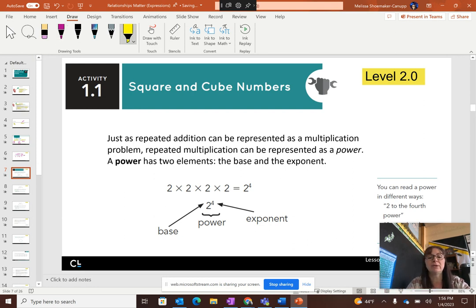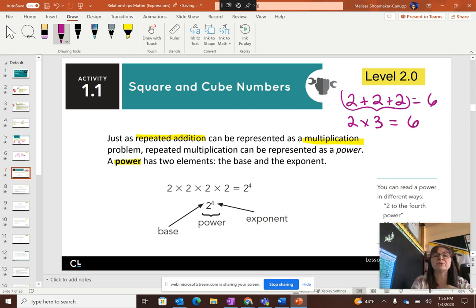Here's more vocabulary. So we have a power. Just as repeated addition can be represented as multiplication, that means if I have 2 plus 2 plus 2, that equals 6. I can also write it as 2 times 3 because there's 3 2's, and that equals 6. That's what they're talking about. Repeated multiplication can be represented as a power. So this is somewhere where you would want to stop and put this in your glossary. A power has 2 elements, the base and the exponent.